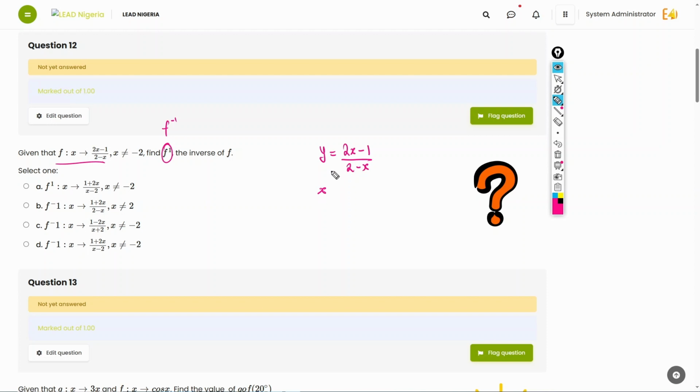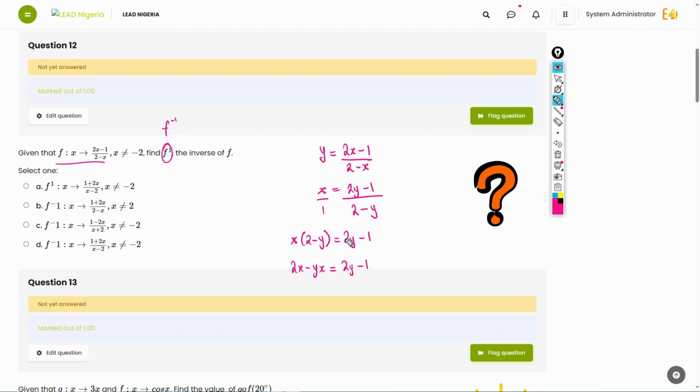x is equal to (2y minus 1) over (2 minus y). Interesting, right? So if I cross multiply, I would have x bracket (2 minus y) is equal to 2y minus 1. I would have 2x minus yx is equal to 2y minus 1.